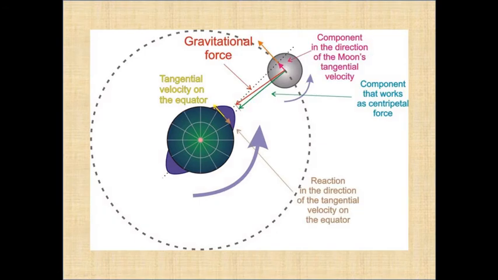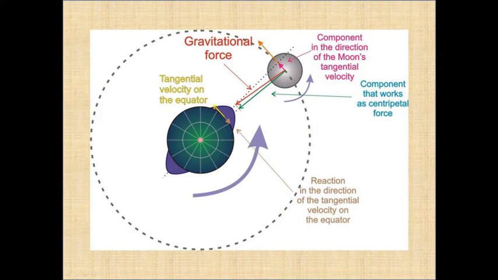So let's see here the other component. The other component works as a centripetal force. This green one is much greater than this component here. This is the force that maintains the orbit of the moon.